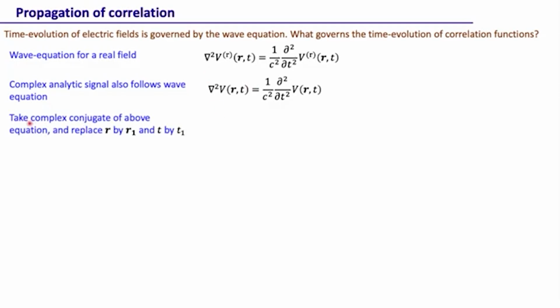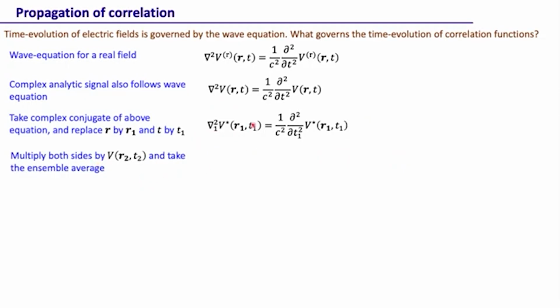Okay, so now that we have this, that the complex analytic part also follows the wave equation, we just want to take the complex conjugate of this above equation, replace r by r1 and t by t1. Here this derivative is with respect to r, so if it's r1, then it becomes del 1 squared. This 1 just represents that this is with respect to r1. And since we have taken the complex conjugate, this is V star. So r becomes r1, t becomes t1. This is again the wave equation. This is just playing with the variables.